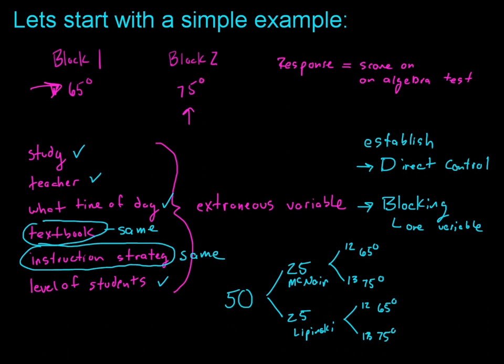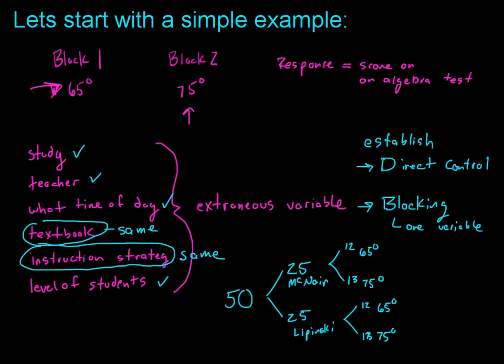That way, we are blocking on teacher. That way, somebody can't come back and say, oh, those kids did well just because they had Mr. Lipinski. No, 75 degrees students, some of those students came from Mr. McNair as well, and they did good too. So maybe it really shows that the 75-degree room temperature really did have a better test score.